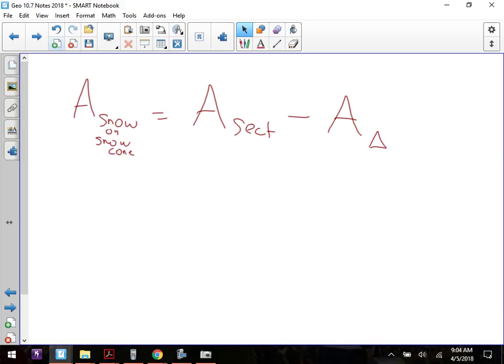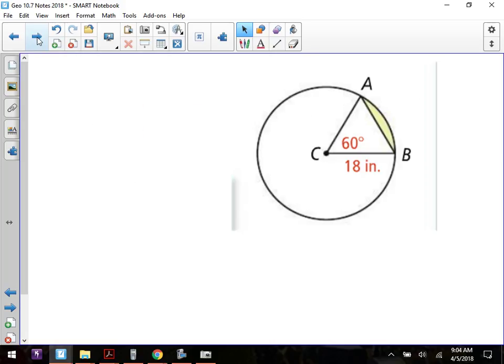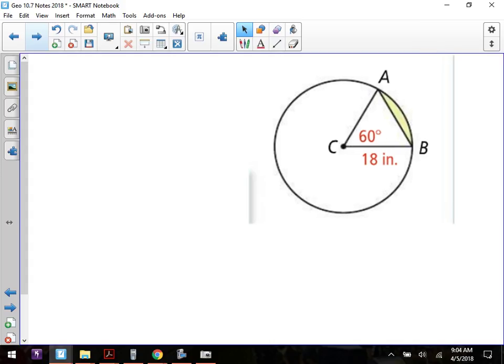So let's look at an example. We'll use this one. We'll find the area of the snow cone, which means we have to find the area of the sector, and then subtract the area of the triangle. When you get into these things, since there's going to be pies, there's going to be roots, there's going to be decimals, there's going to be all this stuff, it might not be a bad idea to find them one at a time and then use our answer button. Okay, here's what I mean. Find the area of the sector, subtract the area of the triangle.